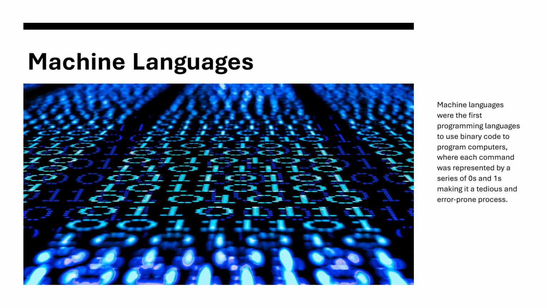Machine languages. Machine languages were the first programming languages to use binary code to program computers, where each command was represented by a series of zeros and ones, making it a tedious and error-prone process.